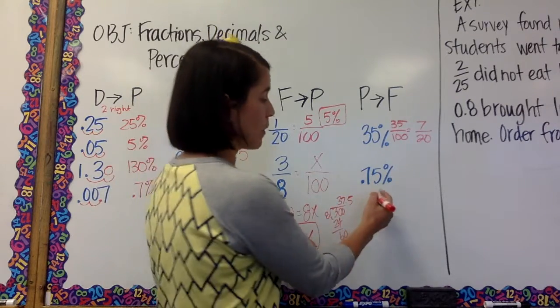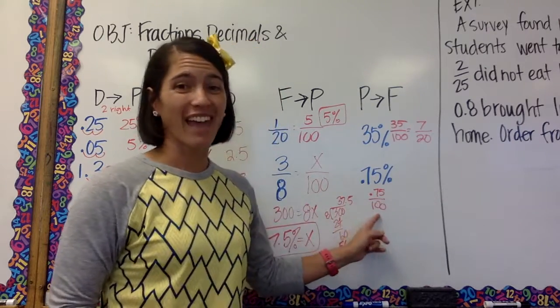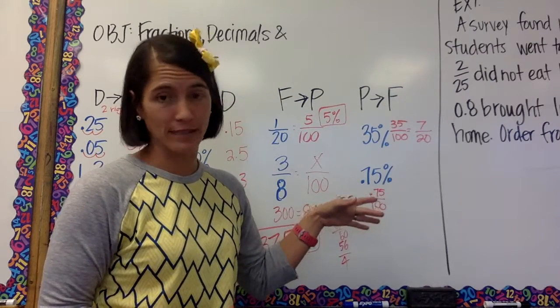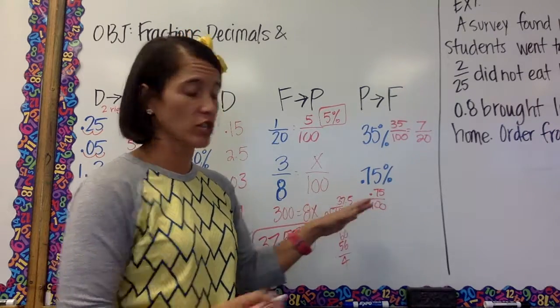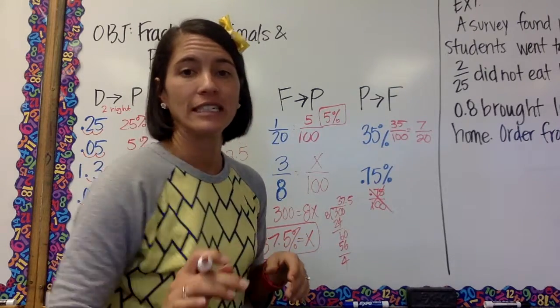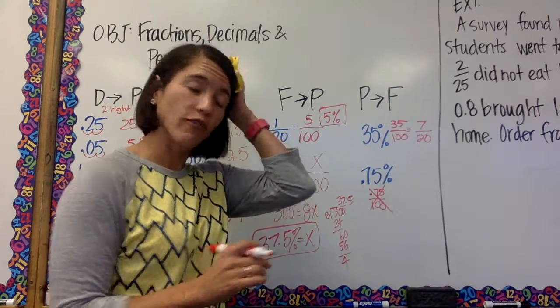0.75. You might try and do 0.75 over 100. But that is mathematically incorrect, because you cannot have a decimal and a fraction. That doesn't make sense. A decimal on top of a fraction. So that's a no-no. We need to convert it to a decimal first.